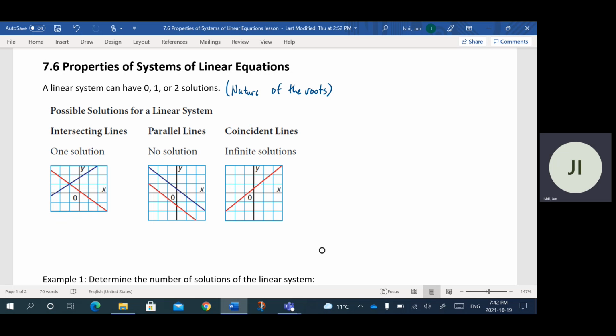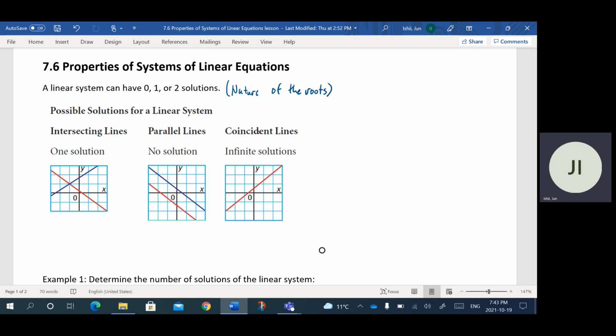So far, we've been dealing mostly with systems with one solution, where the two lines would intersect at a certain point, and that point there is your solution. However, it is actually possible to have a system with no solution. And that occurs when you have parallel lines, right? If you have two lines that never cross because they're parallel, then the system will have no solution.